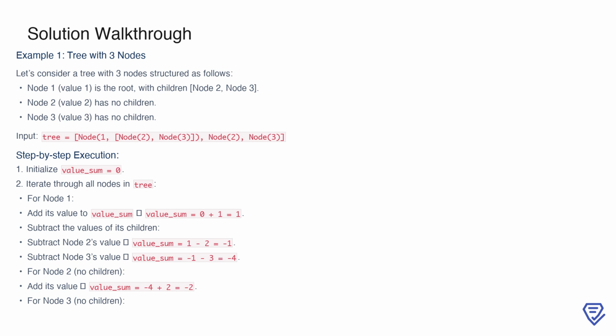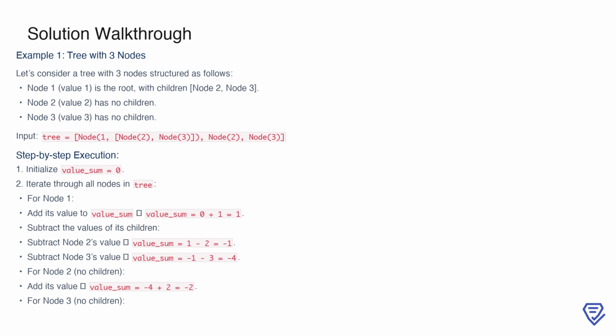Now, to determine the root of the tree, we initialize a variable value_sum to 0. The goal is to iterate through all the nodes, adding their values to value_sum while subtracting the values of their children. Let's begin with node 1. Adding node 1's value to value_sum gives us 1. Then, we subtract the values of its children. First subtracting node 2's value results in -1, and then subtracting node 3's value further reduces value_sum to -4.